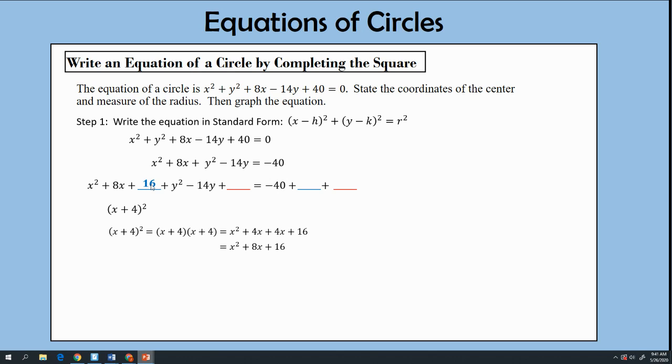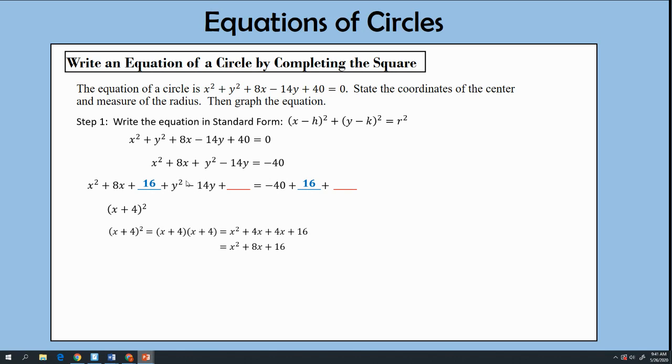Well, it's 16. So if I put a 16 here, this trinomial, x squared plus 8x plus 16, is equal to x plus 4 squared. That's how we want it, x plus 4 squared. Now, if I add 16 to the left, I got to add 16 to the right. Okay, so that's the x's now done. So now let's complete the square for the y's.